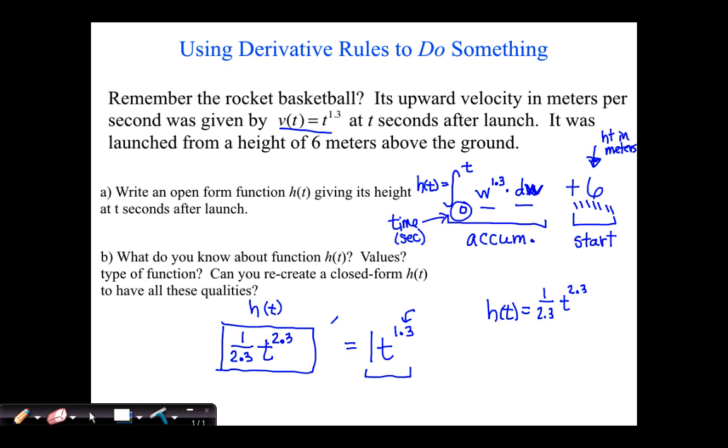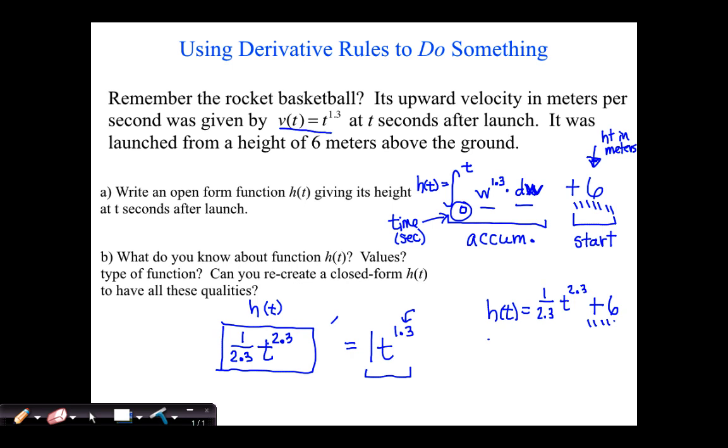So I can add on any constant I want, and it won't affect the derivative, but it will fix that starting value of accumulation, that 6. So now if I substitute in 0 for t, I get 0 plus 6. At time 0, the height is 6. So we're allowed to change things like that.